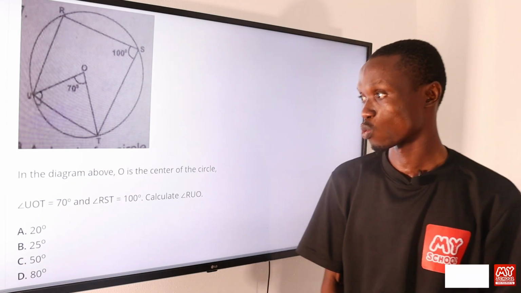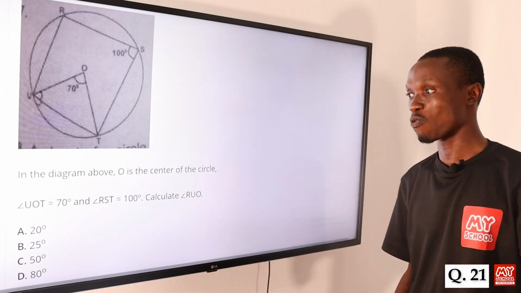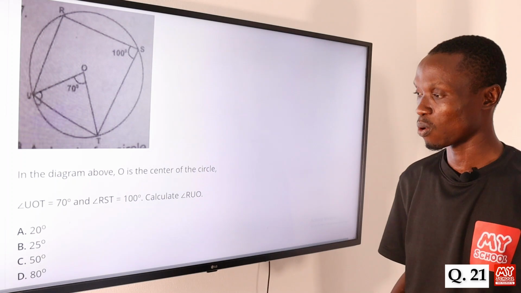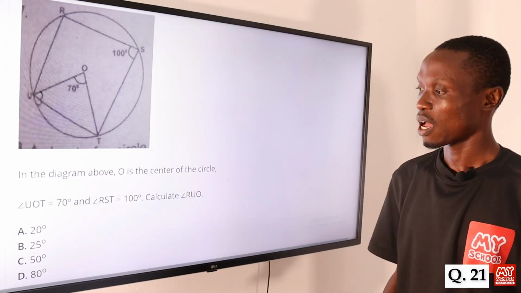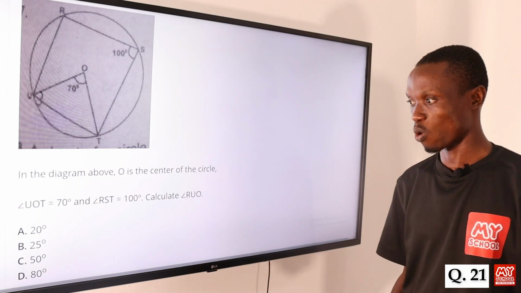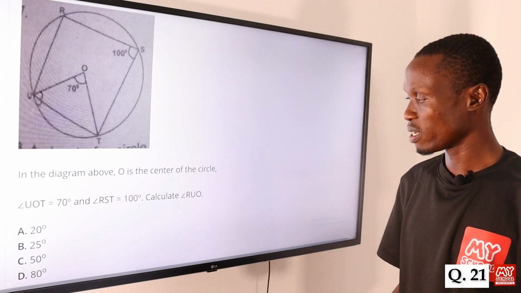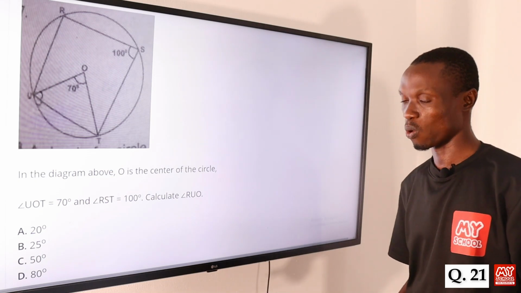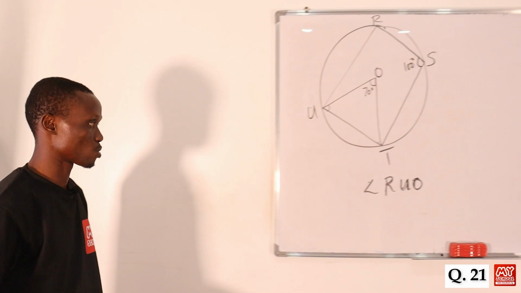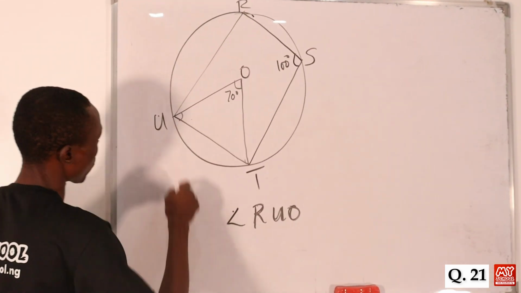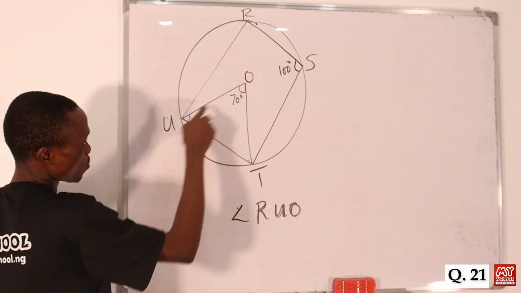Moving on to question 21. In the diagram above, O is the center of the circle, angle UOT is equal to 70 degrees, and angle ROST is equal to 100 degrees. Calculate angle ROU. So let's move over to the board to provide the answer to this question. So we are asked to calculate angle ROU.